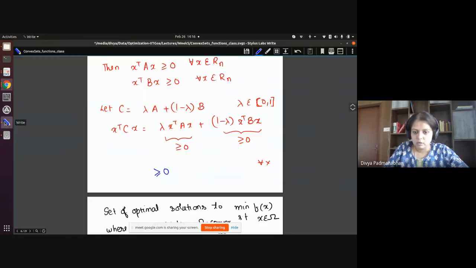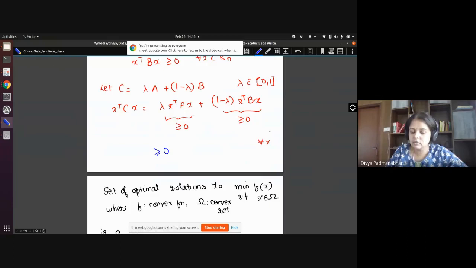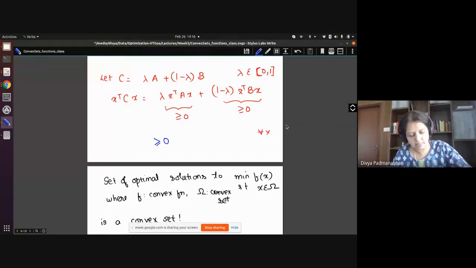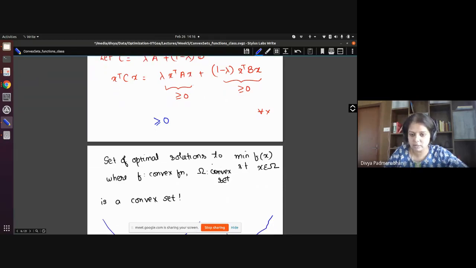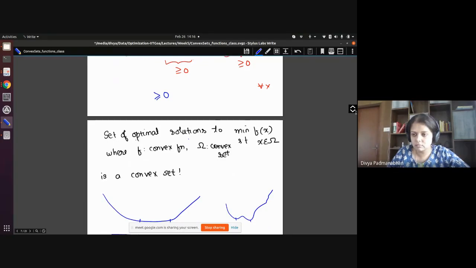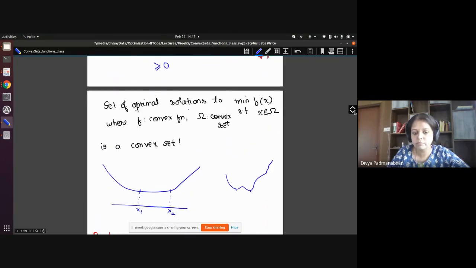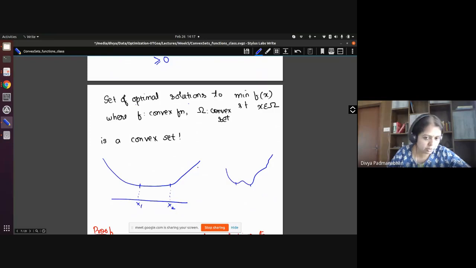Okay. So now one other feature about these convex problems is that, one thing you saw, all local optima are also global optima. Okay. Now another feature is if you take the set of optimal solutions to this problem, where f is a convex function you're trying to minimize over a convex set, the set of optimal solutions also is a convex set.